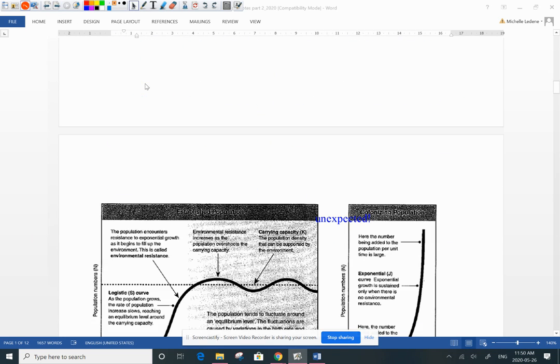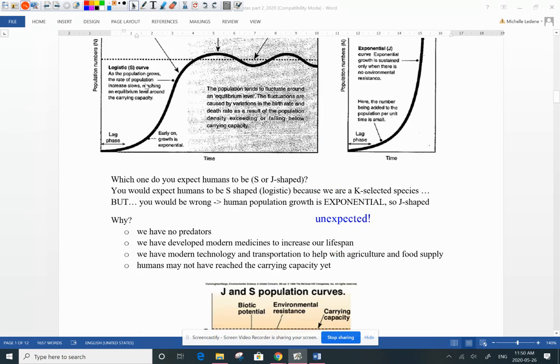Okay, so moving on, what do we expect humans to be? Well, based on that, we don't reproduce till later on in life, and we typically have one offspring at a time, right? Unless there's twins or triplets. But usually we have small litters only once a year, right? And because we are considered a K-selected species, well, then we should have an S-shaped logistic curve. If you thought that's what you should think, you'd be wrong. So kind of unexpected, right?